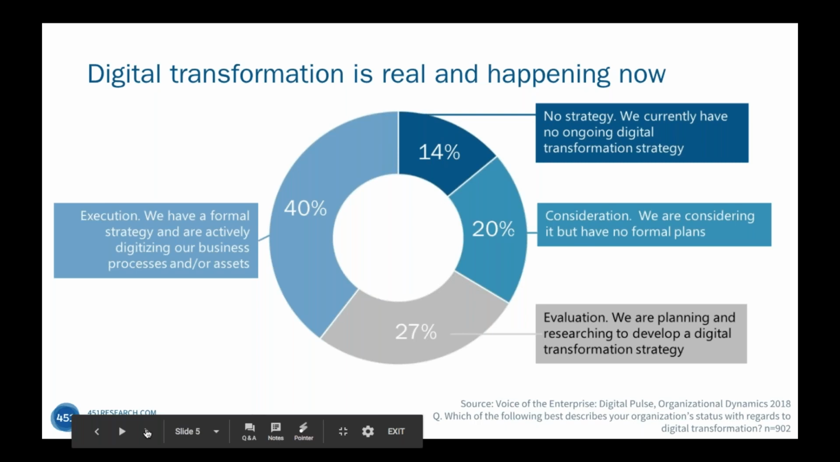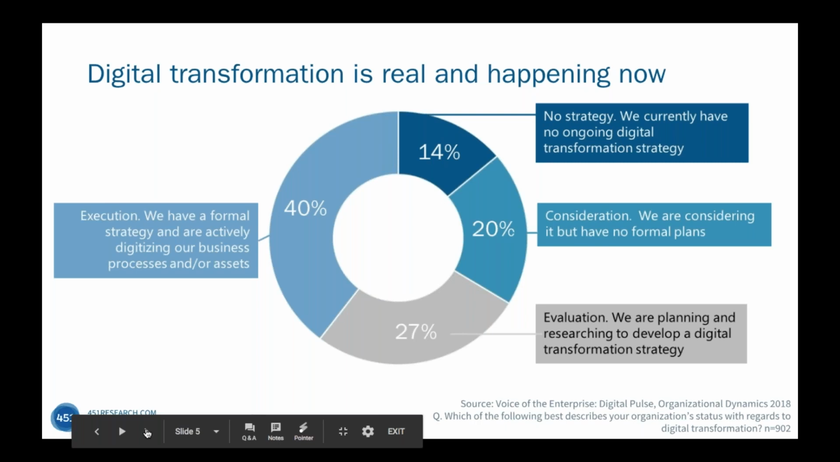So it's the 14% that have no strategy, no current ongoing digital transformation strategy, that we think are significantly at risk. And actually, you could make a good case that it's the 34% who are not even evaluating yet that have the potential to be overcome by, as I said, both the existing competitors and disruptive market entrants.